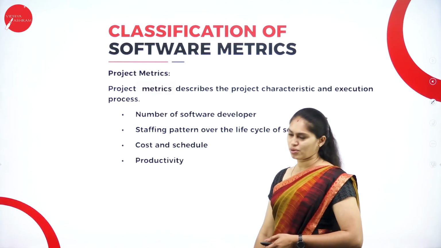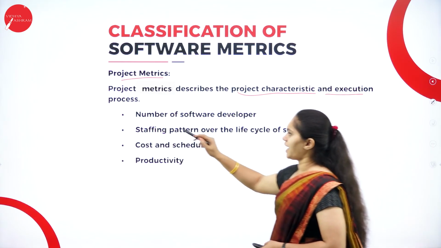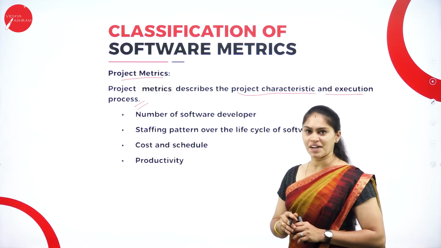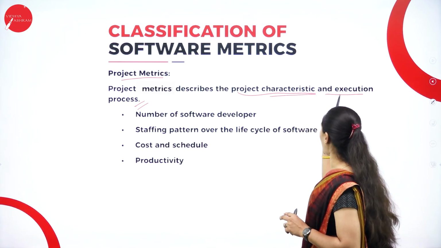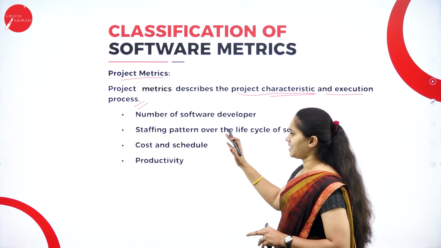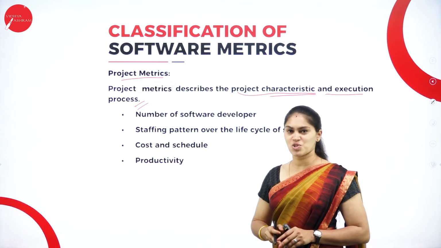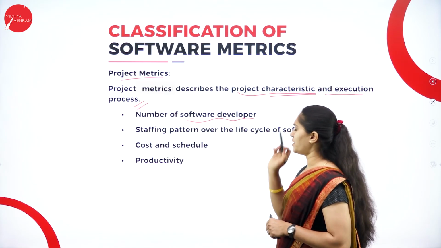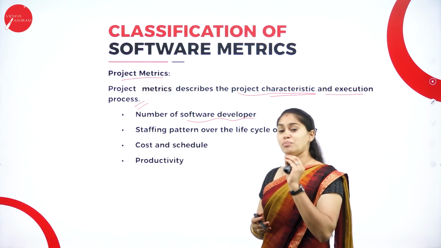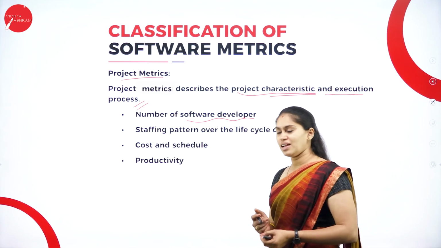Next, what we have? Project. It describes the project characteristics and execution process. So project metrics include the project characteristics and execution process. On what basis will project metrics be measured? It requires the number of software developers. For example, if I want a particular project, what is the number of developers that I require in order to develop and maintain that project?